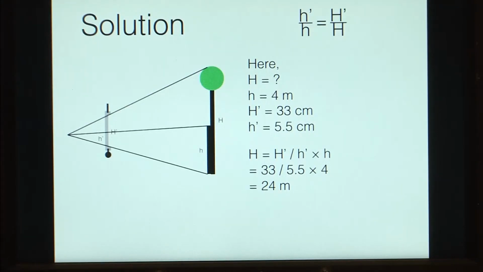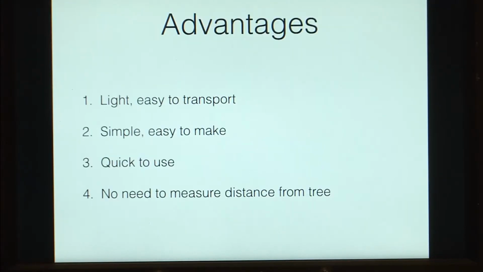So, let us now look at some advantages of using this method, or of using the hypsometer. One, the hypsometer is light and is easy to transport. It can be made out of wood, it can be made out of metal, it can even be made out of a piece of cardboard. So, it is very light and it is easy to transport. It is very simple and easy to make. You can make it at your home as well using a piece of cardboard.